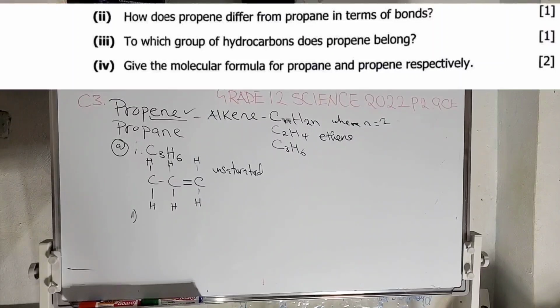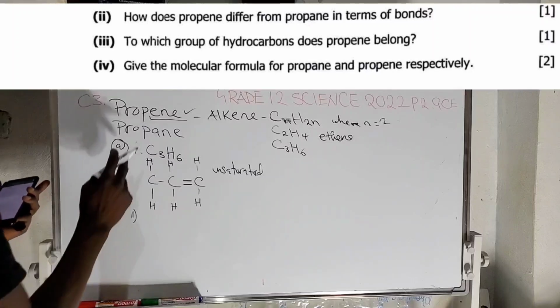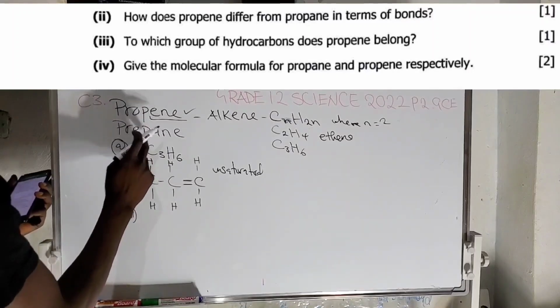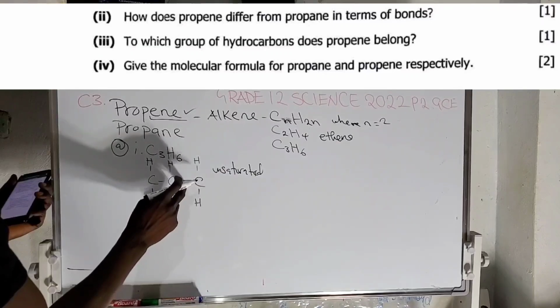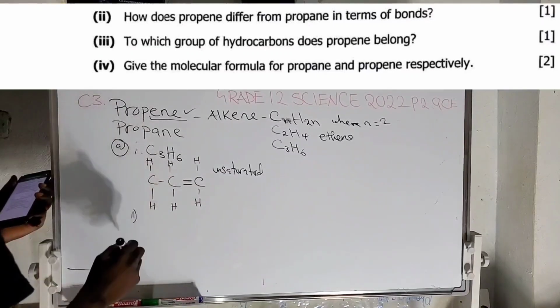How does propene differ from propane in terms of bond? Listen, in terms of bond, propene has a double bond, propane has a single bond.